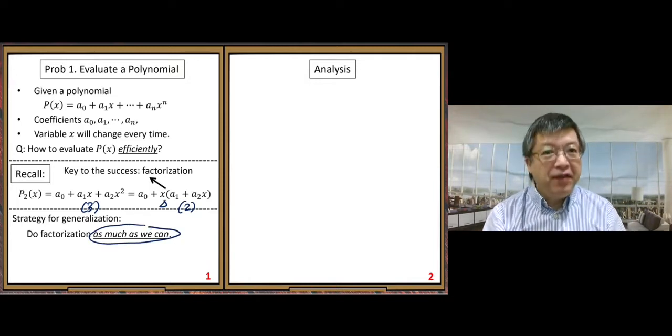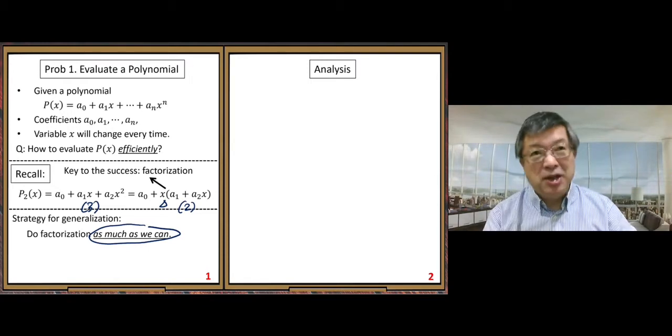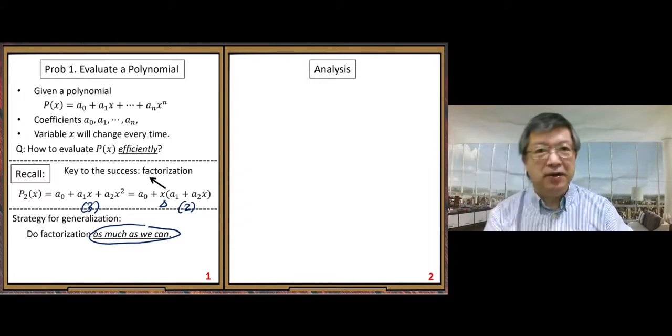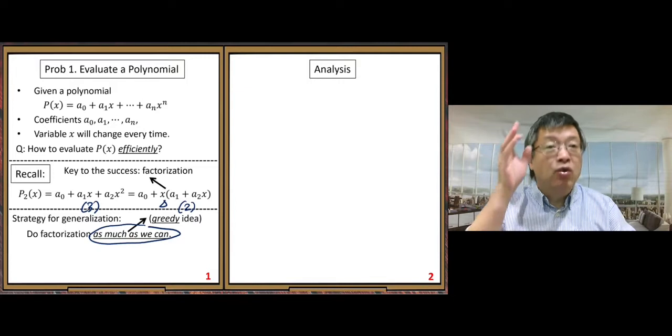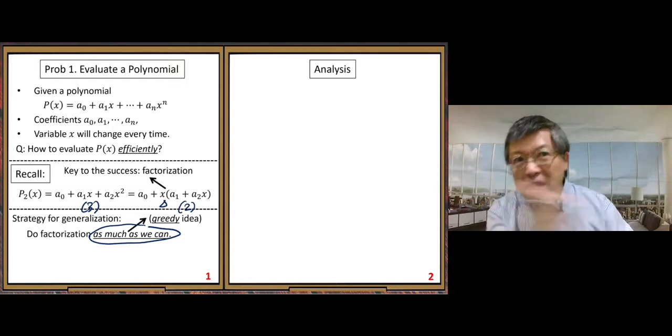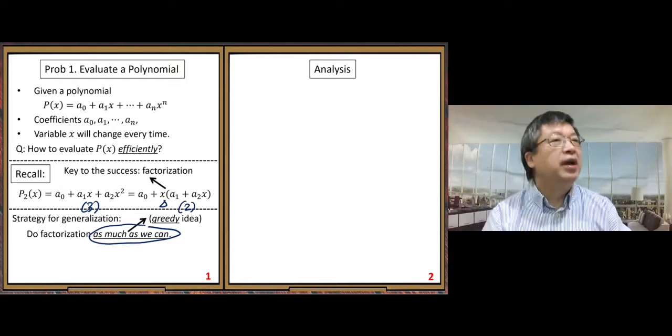How do we understand this part, as much as we can? Pretty vague, right? There is some interesting terminology for this idea. It's called a greedy idea. And there is a famous algorithm called a greedy algorithm.